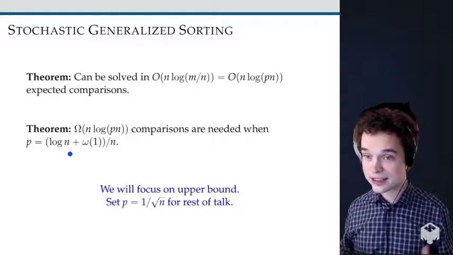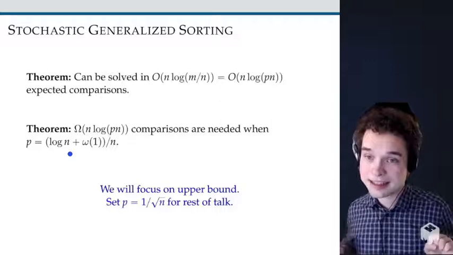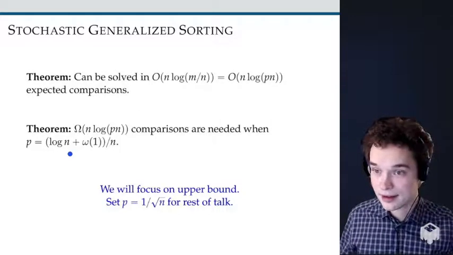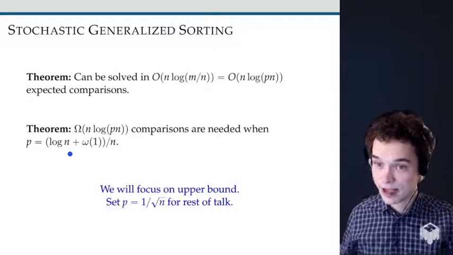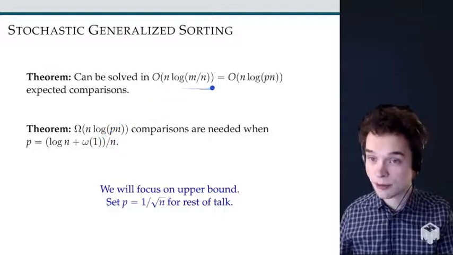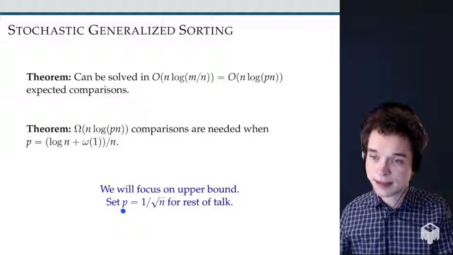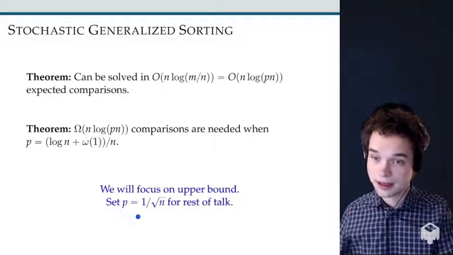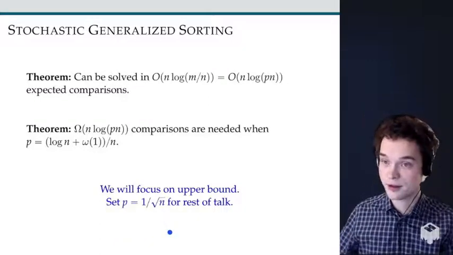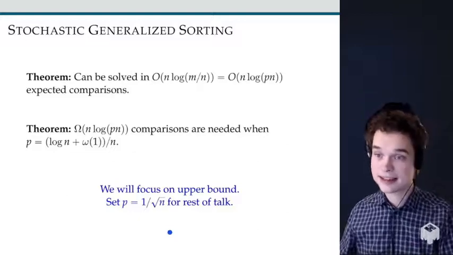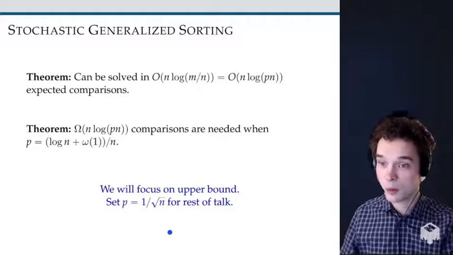Okay, so for the rest of this talk, I want to dive into our algorithm for this case. How do we actually get order n log m over n? For concreteness, I'm going to set p, the edge sampling probability, to be 1 over root n for the rest of this talk. So each pair of vertices is an edge with probability 1 over root n.